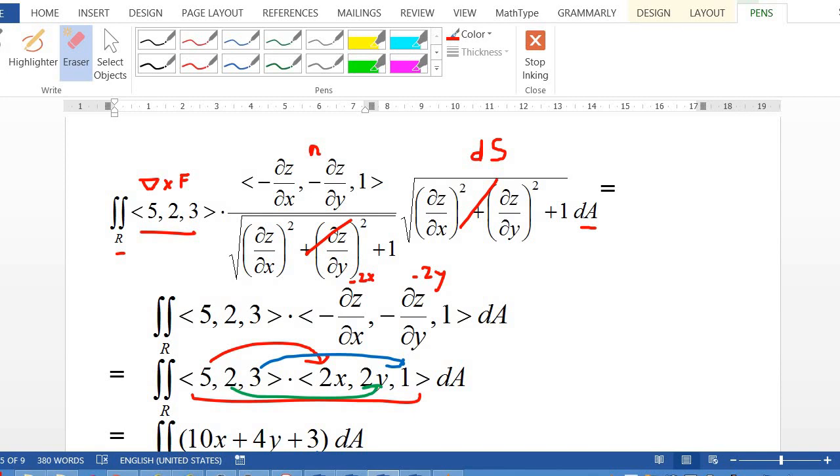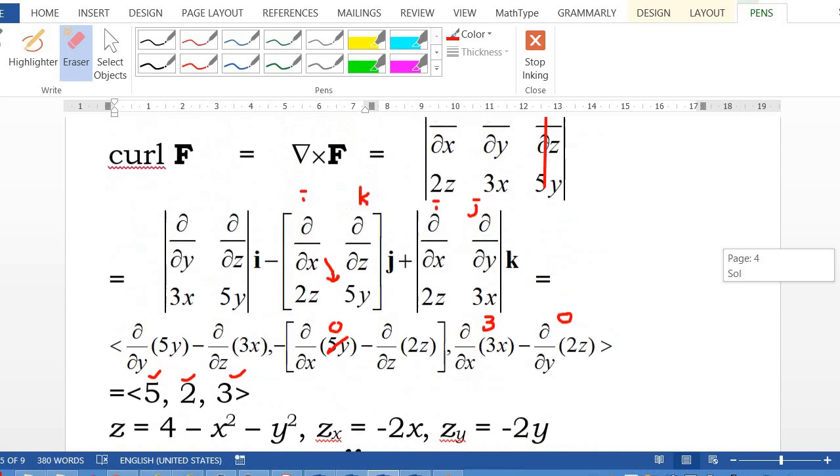Because the curve is in 3D, it forms a surface, and when you project the surface, you will get the region R. So it depends on the region R. If circular, then you solve it using polar coordinates. If the region R is non-circular, then you solve it using Cartesian coordinates, either dy dx or dx dy.